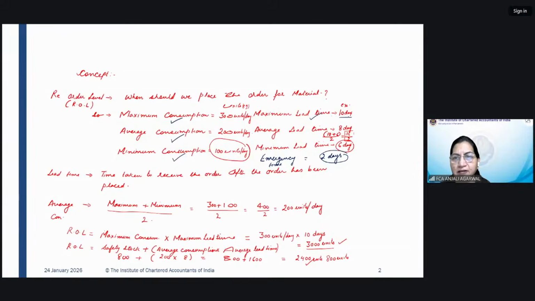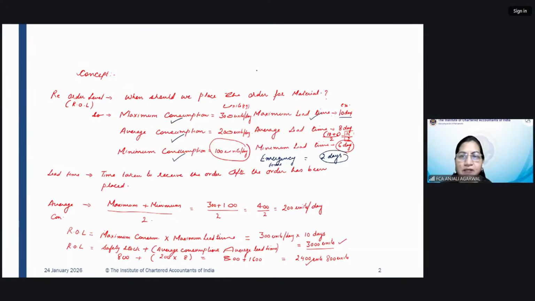Maximum, it might take 10 days. On an average, it might take 8 days. And minimum, it will take at least 6 days. So if I place an order today, it will take a minimum of 6 days for the order to reach me. So what are reorder levels? On the basis of your consumption pattern and on the basis of the time it might take for you to receive these orders, you have to figure out when is it that you must place the order.